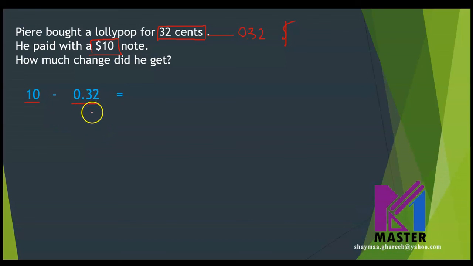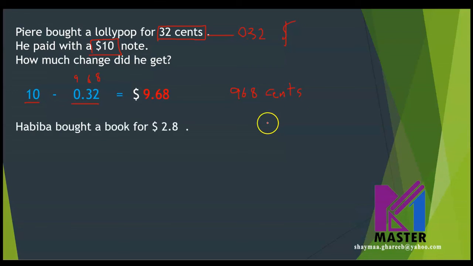Okay, so I will do exactly the same. The 2 needs 8, the 3 needs 6, and the 0 needs 9. Then the answer will be 9.68, and please don't forget the unit. It will be dollars. Or I can write it in cents as 968 cents, and I have to mention the unit as well. Is this clear? Now let's see the second example.